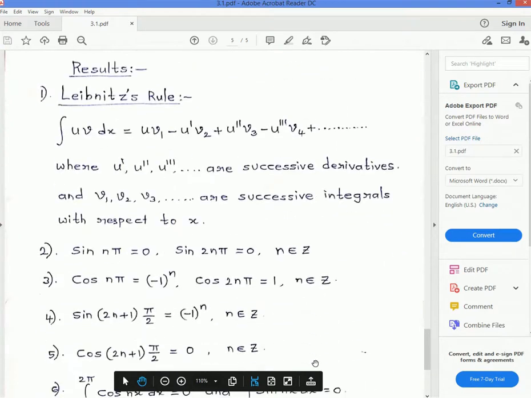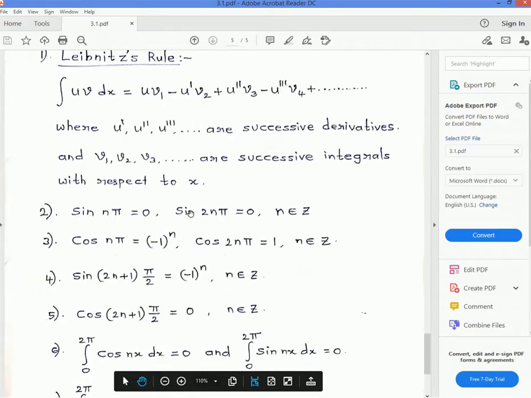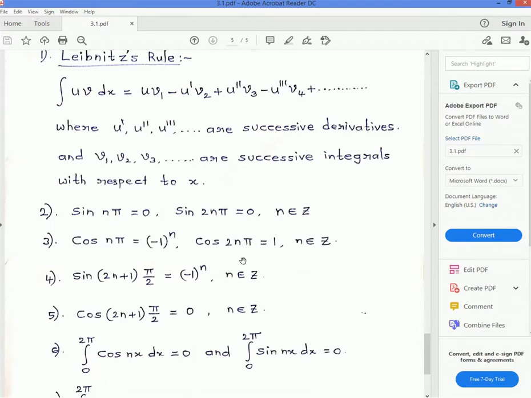So we have some formulas. All of you go through these formulas. Sin n pi we know is 0, sin 2 n pi is 0, cos n pi is minus 1 whole power n, and cos 2 n pi is 1.